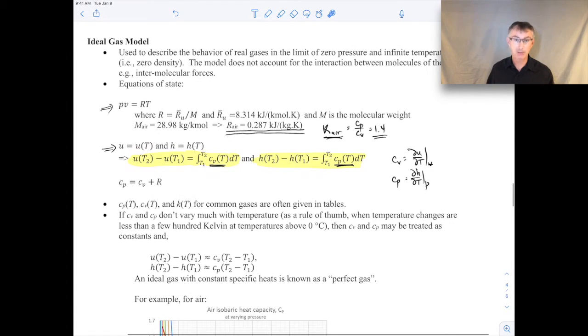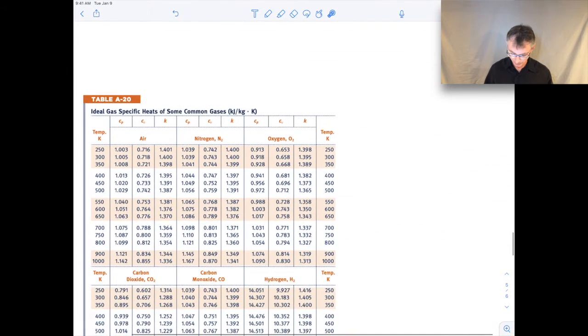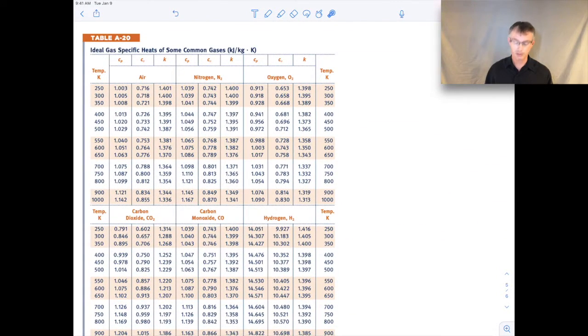In fact, you know what? Let me just talk about it now. So I mentioned here C sub P and C sub V are functions of temperature. K is also a function of temperature in general. And if you want to find the dependence of these things for common gases, those are often given in tables like in the back of your textbook, or you can find them online. And I have one example here. This comes from the course textbook.